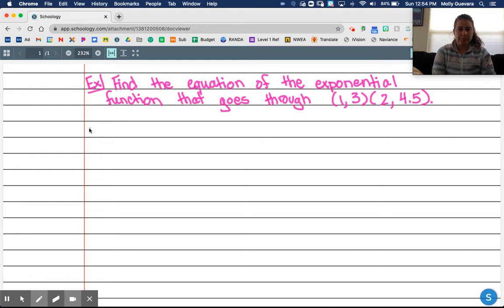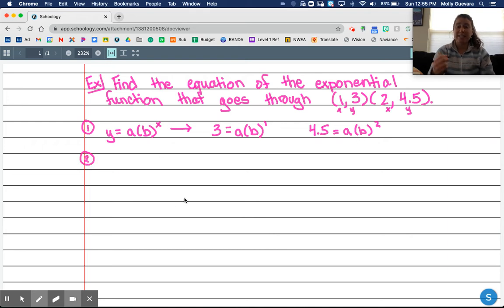Okay, so step 1. I'm going to write it out. Step 1 said to plug both points into this equation, y is equal to a times b to the x. Here's the xy. So that gets me 3 equals a times b to the 1. And then here's my xy on the second point. So that will get me 4.5 equals a times b squared. So all I've done is taken my y and my x values and plugged them in for both points.